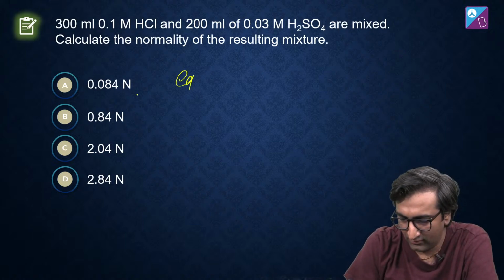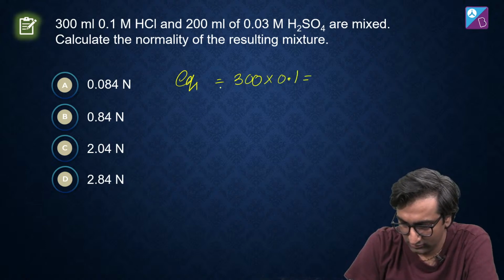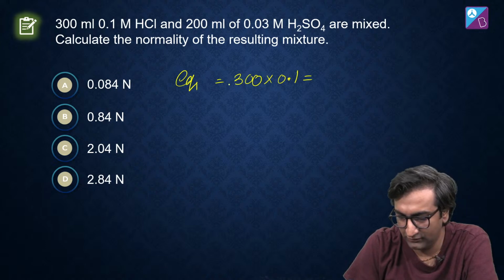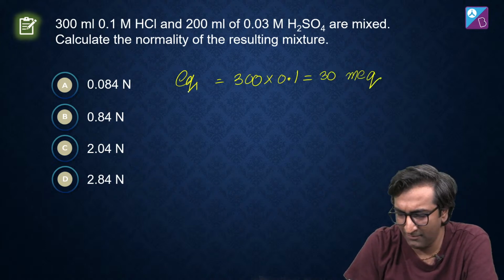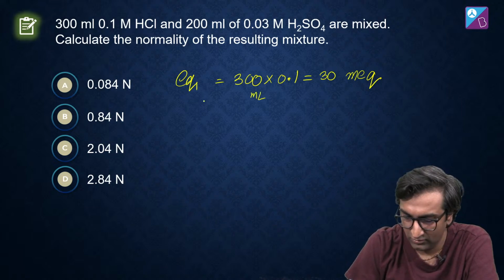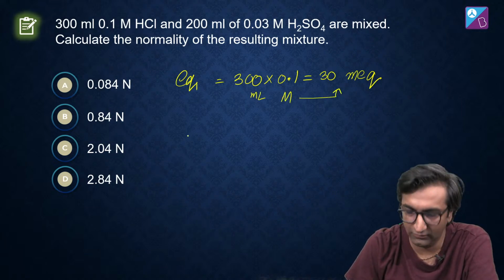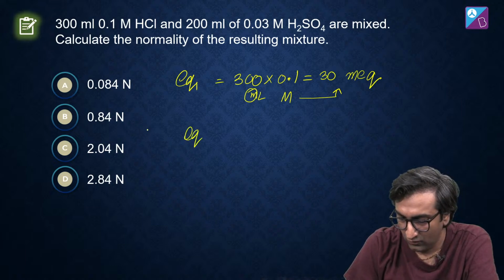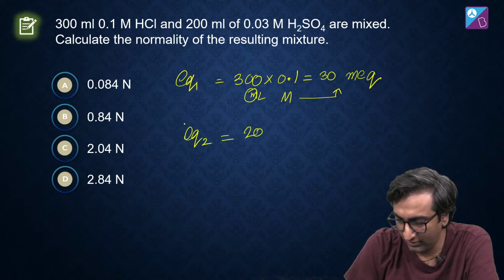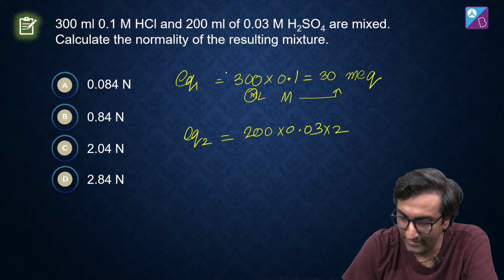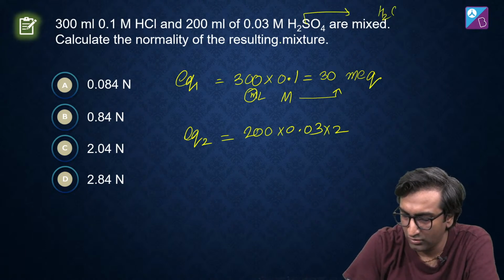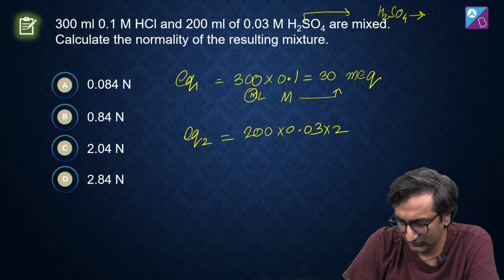Number of equivalents 1. कितने हैं? Lot of people are saying a. Zahir, what do you think? आपके हिसाब से क्या होना चाहिए? This becomes कितना? This is 30 milli equivalents. Why milli equivalent? Because ये milli ml है ना. This is ml. This is moles. So ठीक है, milli equivalent because of this. Okay. What about second solution में है 200 times 0.03 times 2. Why? Because H2SO4. We will assume right now it gives this.